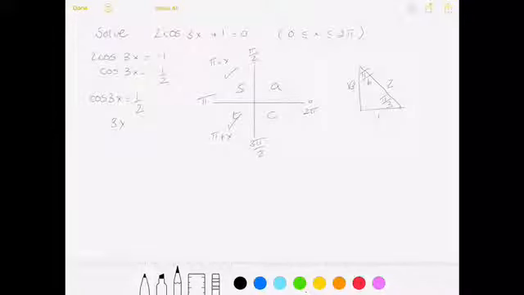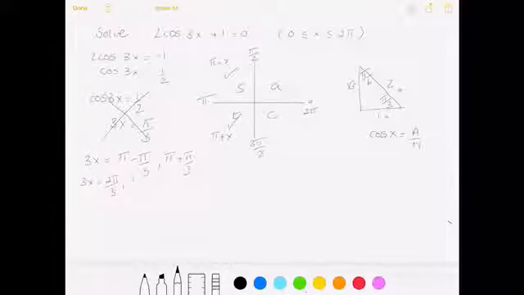Looking at our exact value triangle, the angle that gives us an adjacent of 1 and a hypotenuse of 2 is pi over 3. So 3x equals pi over 3. This is not our correct solution, so we're going to discard that but use it to get our actual solutions. So 3x is in fact equal to pi minus pi over 3 and pi plus pi over 3, which gives us 2 pi over 3 and 4 pi over 3.